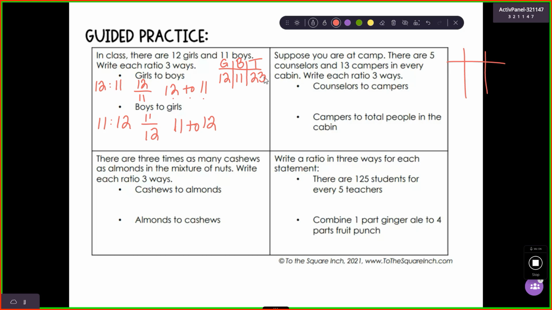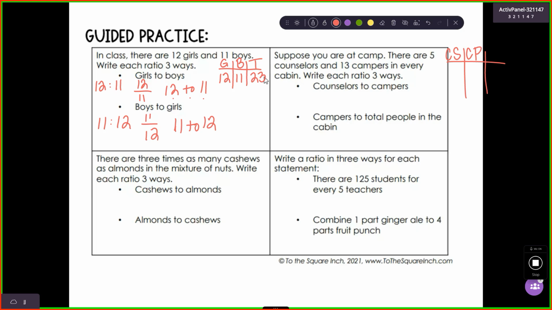Table. It has 2 parts. We have counselors, and I'm going to put CS, and then we have campers. I'm going to put CP for campers. You could write it out completely, but I'm good with being fast and efficient and writing abbreviations when I can. So counselors is CS, campers is CP, and then my last one that it doesn't tell you, you just have to know.